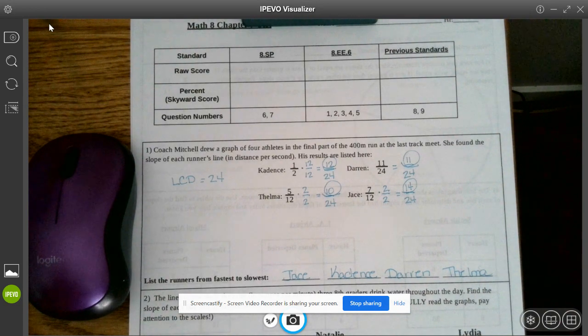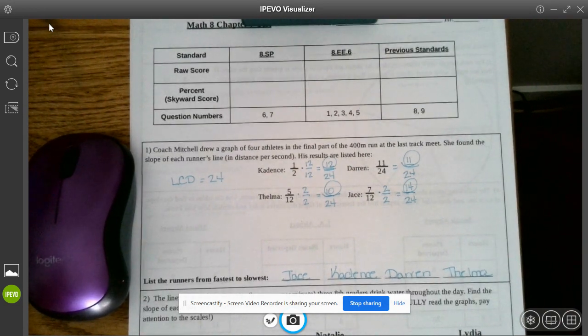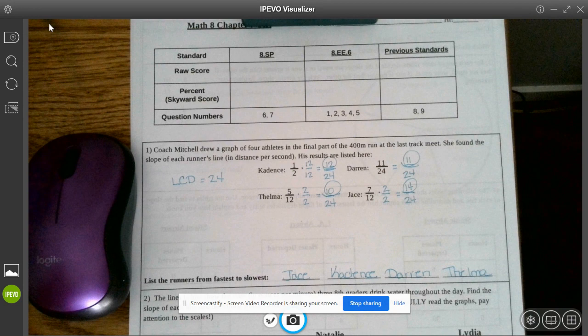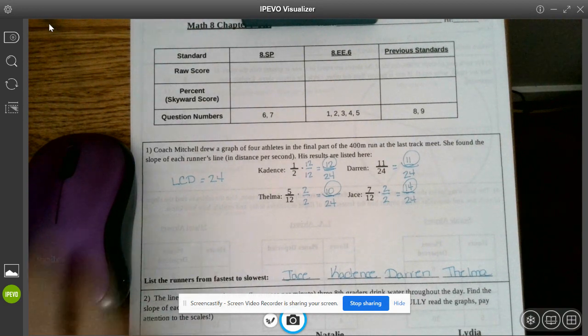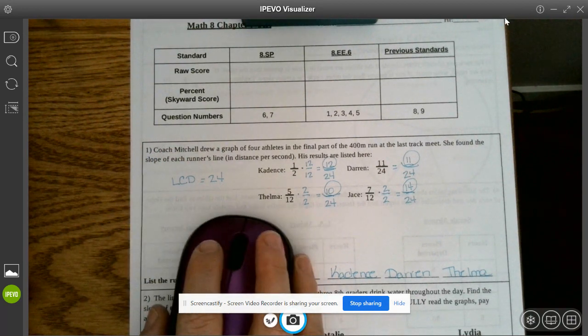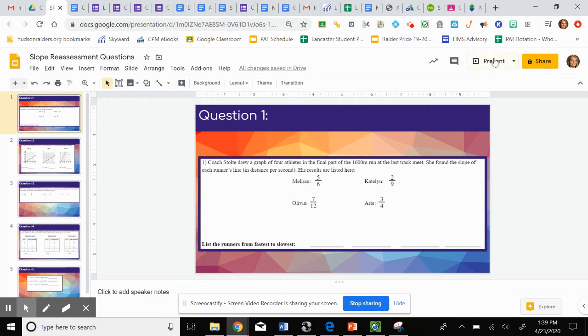Now that I showed you how to do the actual assessment question, you're going to have an opportunity to do the reassessment question. So here is the reassessment question.